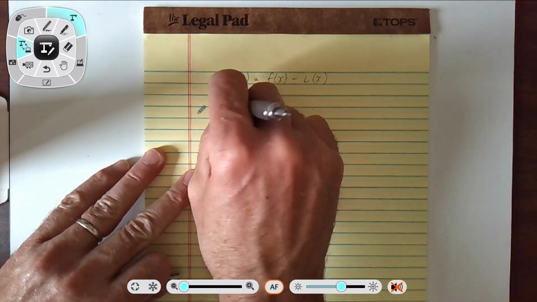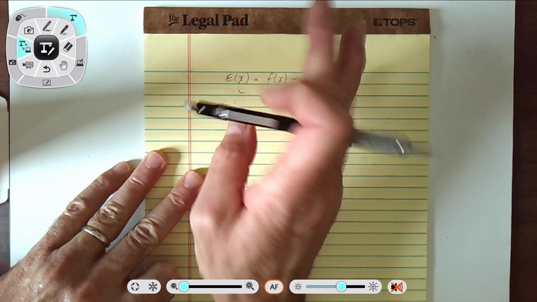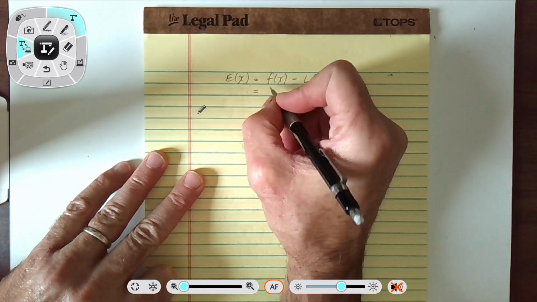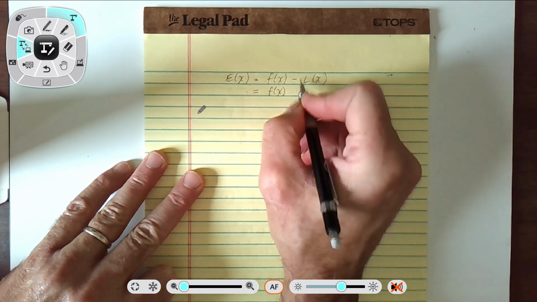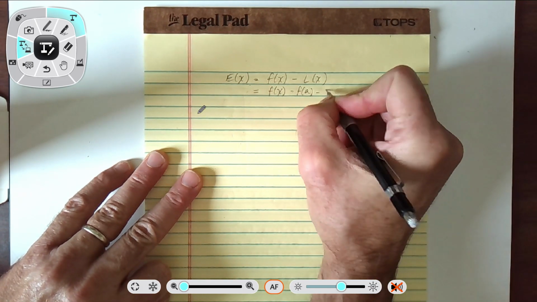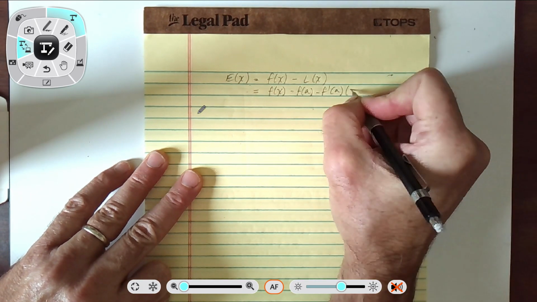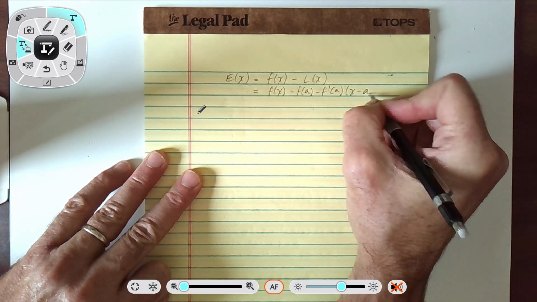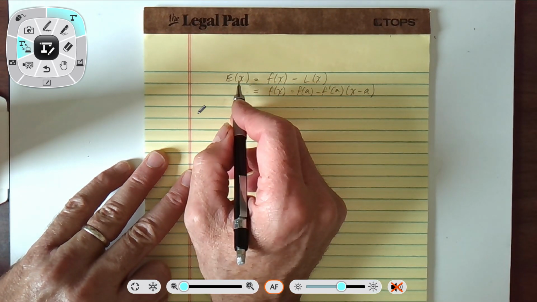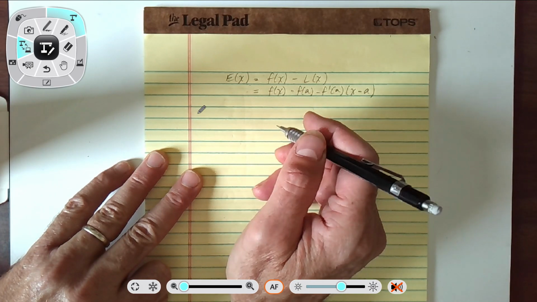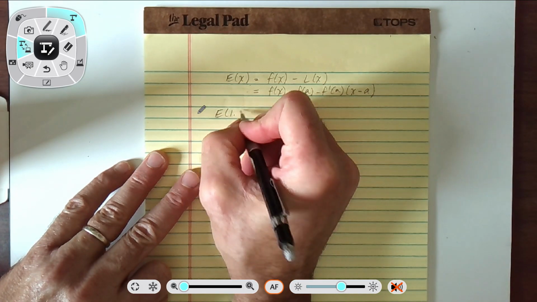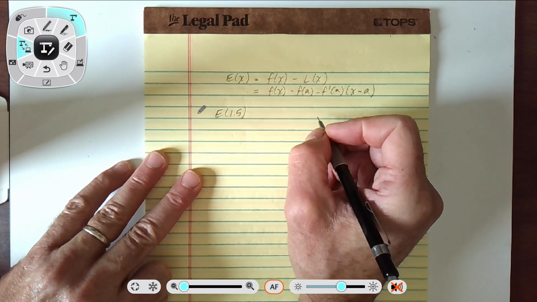And we actually had a more full-blown version of this that looked like this. It was f of x minus the equation for L of x, which is f of a plus f prime of a all times x minus a, right? And what we're asked to find is the error associated with using this local linearization at 1.5. So we just need to plug in and find E of 1.5, right?